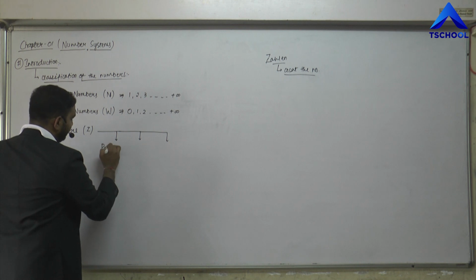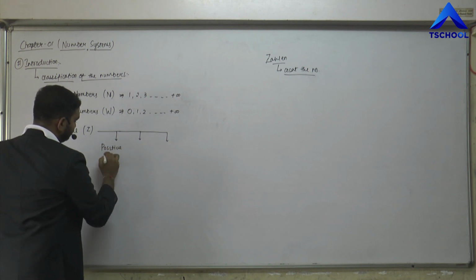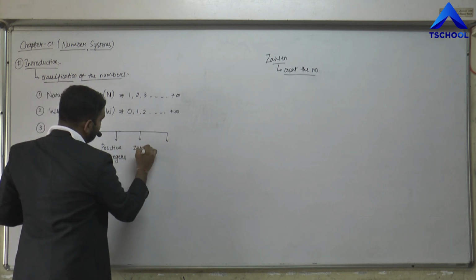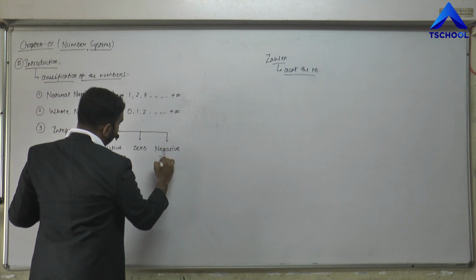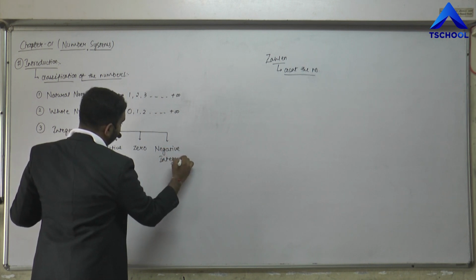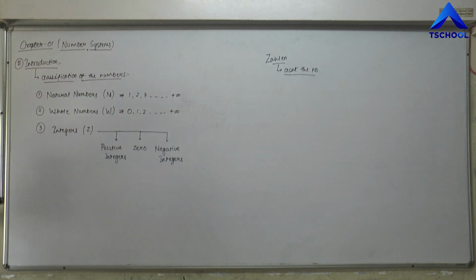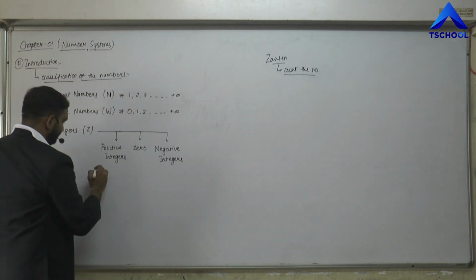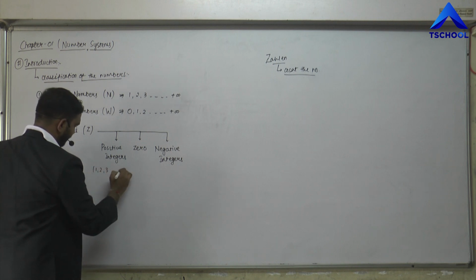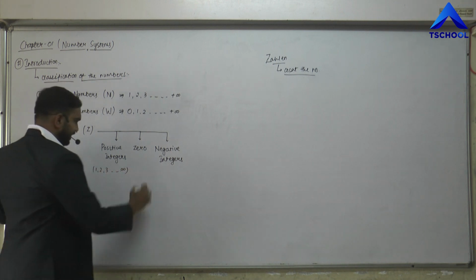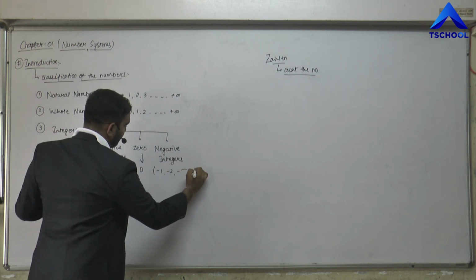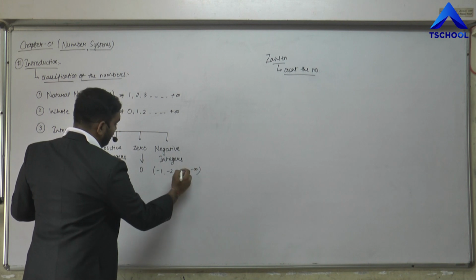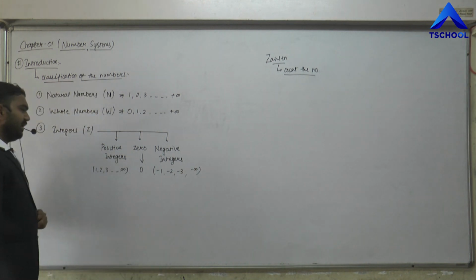First is the positive integers. The second one is the 0 itself, and the third one is the negative integers. Positive integers are basically 1, 2, 3 up to infinity. 0 we already know, and these are -1, -2 and up to minus infinity. So these basically mean the integers.